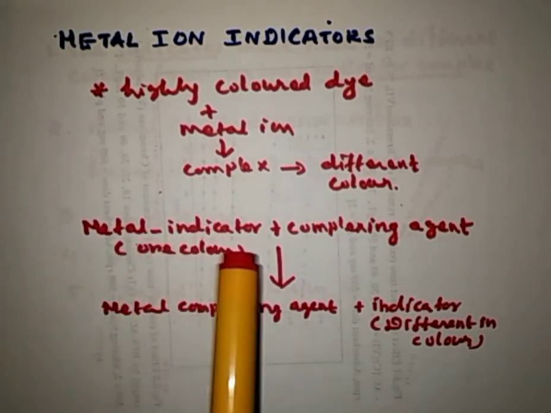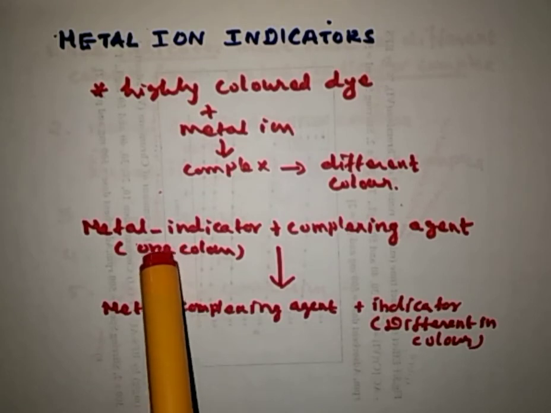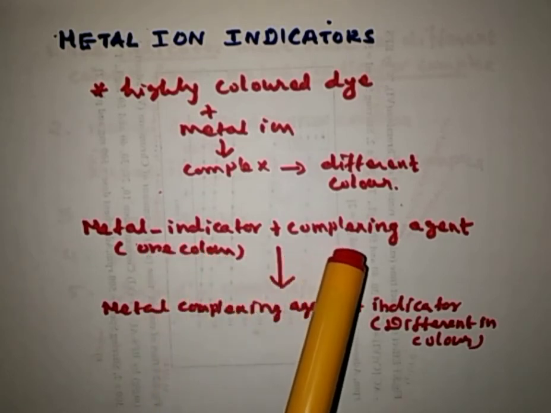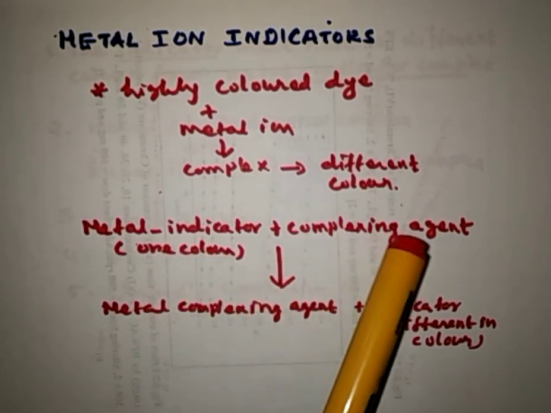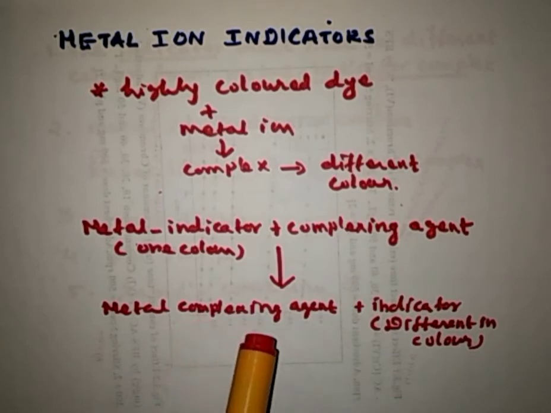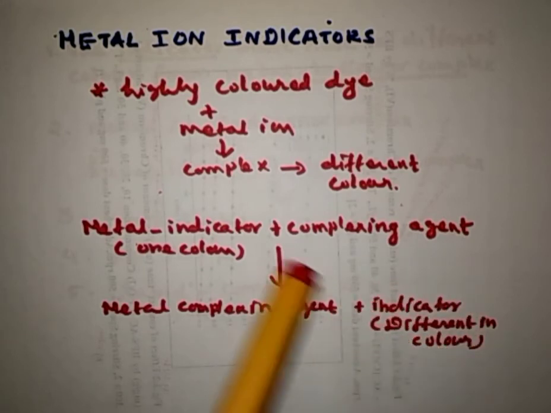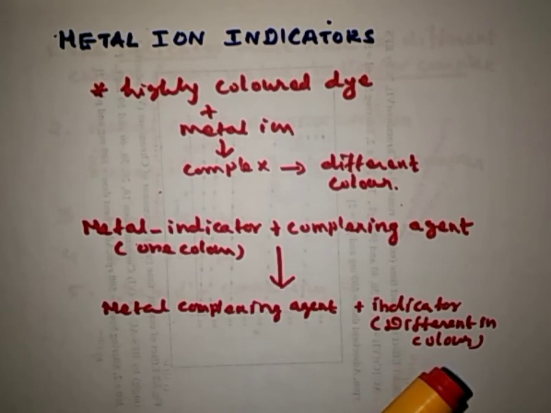For example, the metal-indicator complex has one color. After forming the complex with the complexing agent, we get the metal-complexing agent complex plus the indicator, which comes out. This indicator will have another color. By using these different colors, we can identify the endpoint using the metal ion indicator.